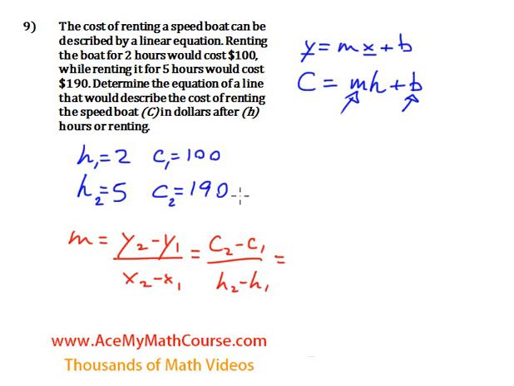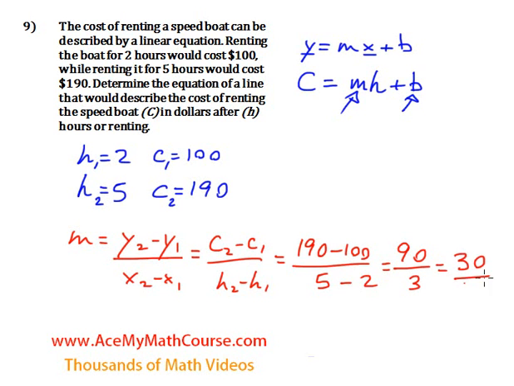So c2 is 190, c1 is 100, h2 is 5, h1 is 2. 190 minus 100 is just 90. 5 minus 2 is 3. 90 divided by 3 is just 30. Okay, so that is the slope, right? M. And we already have that. So C equals 30H plus B.